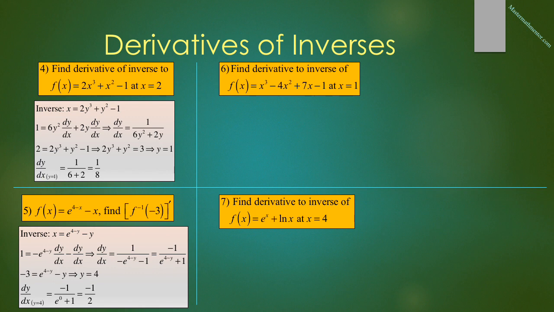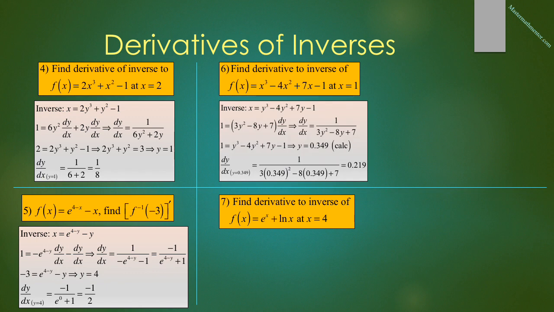We now set negative 3 equal to e to the 4 minus y, minus y. And with the e in the problem, there's only one numerical solution that could work, and that is y equals 4, and it does work. So dy/dx at y is equal to 4 is negative 1 over e to the 4 minus 4, plus 1, which is negative 1 over e to the 0 plus 1, and we get a nice answer, negative 1/2.